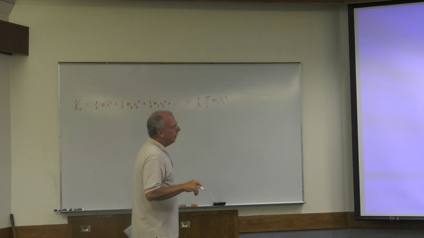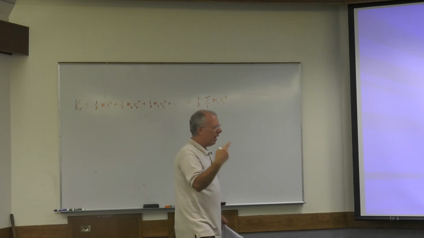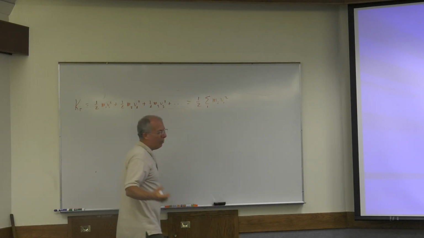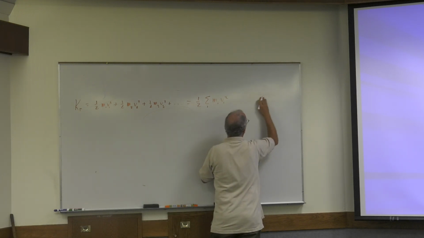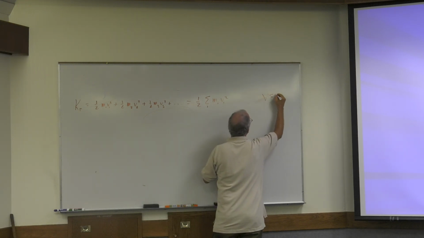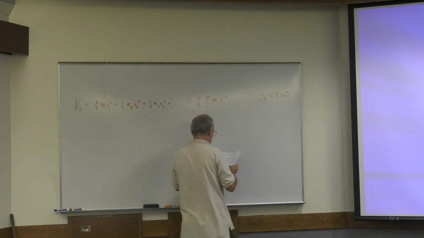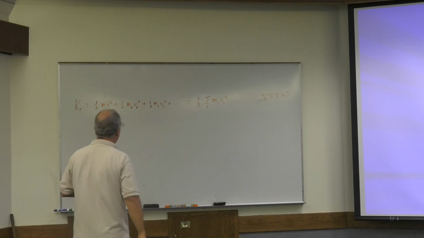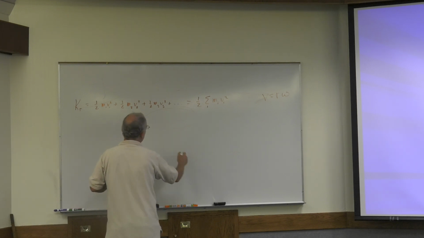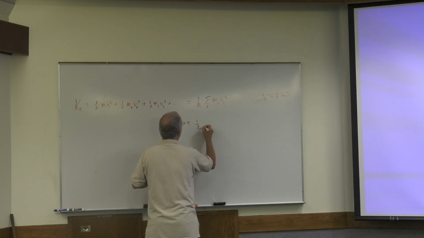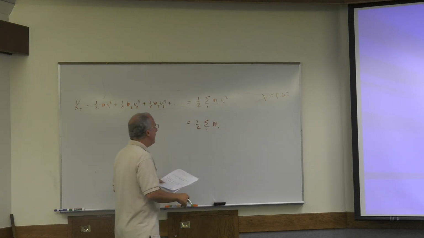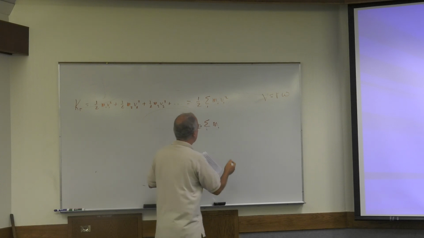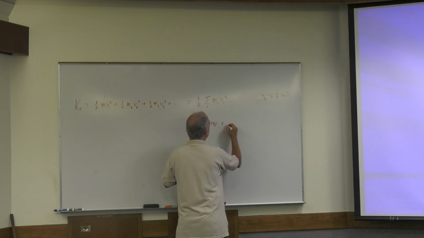Now, wait a second. We're dealing with rotational motion, so I don't want to use v, I want to use omega. That sort of makes sense. So here's our good old formula that I keep telling you that you need to know: v equals r omega. So we're going to substitute. We have 1/2 sum over i, mi, and since v equals r omega, we have ri omega squared.